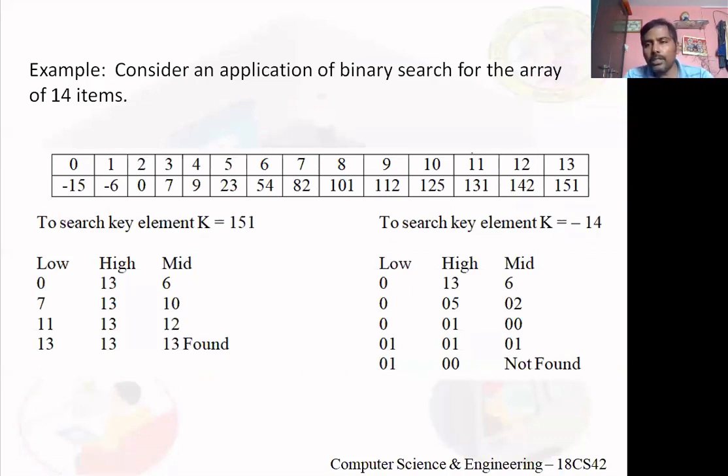So since 151 is greater than 125, I'll search in the right subarray of this subarray, that is indices 11 through 13. So now low becomes 11, and high becomes 13. So what is mid? 12. Got it? Look at the third row in the trace. Low is 11, high is 13, mid is 12. So now compare the key with this mid element, 142.